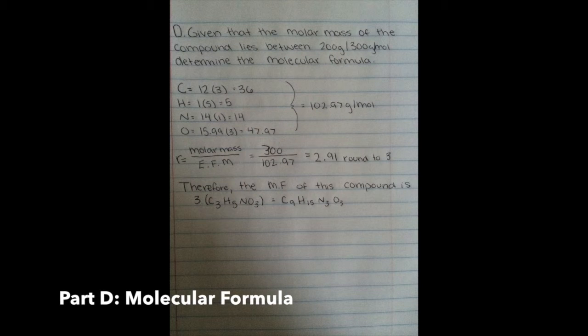In part D, I have to find the molecular formula. In order to find the molecular formula, I need to find the mass of the empirical formula, which is 102.97 grams per mole. I then have to find the molar mass, which in the question it says it lies between 200 grams per mole to 300 grams per mole. I chose the value of 300 grams per mole because it rounded easily to 3, which was an easy number to multiply by my empirical formula. So my molecular formula is C9H15N3O3.